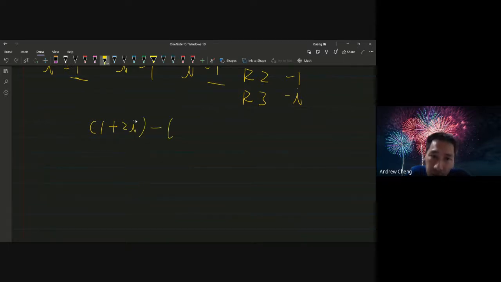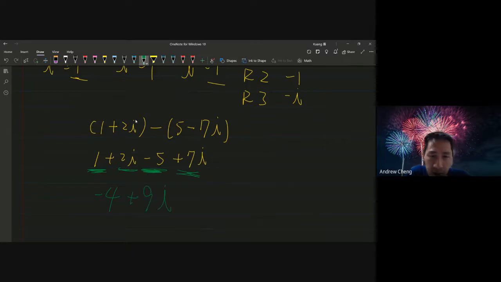(1 + 2i) minus (5 - 7i). Like this, first of all, I want to remove the brackets. So 1 plus 2i minus 5, negative becomes positive, plus 7i. All right, so combine the real parts, 1 and -5, which becomes -4, and 2i plus 7i is plus 9i. That's it.